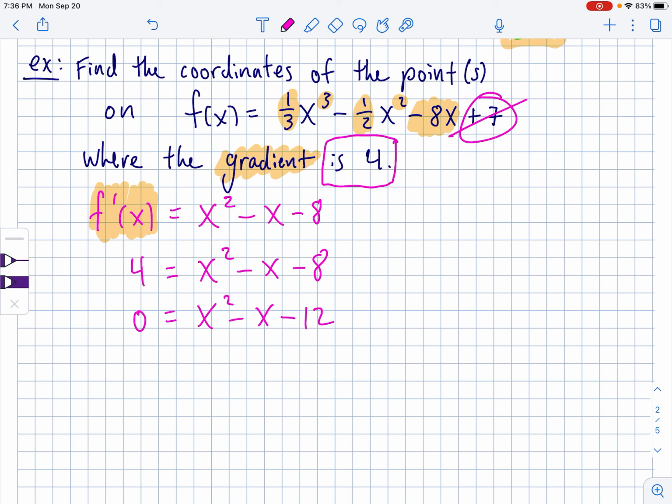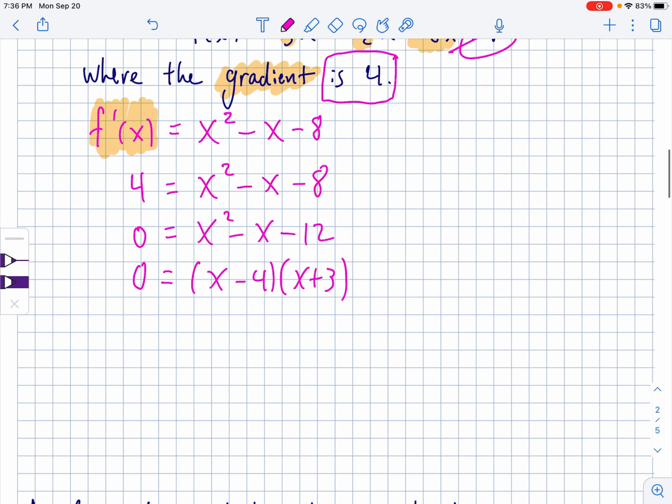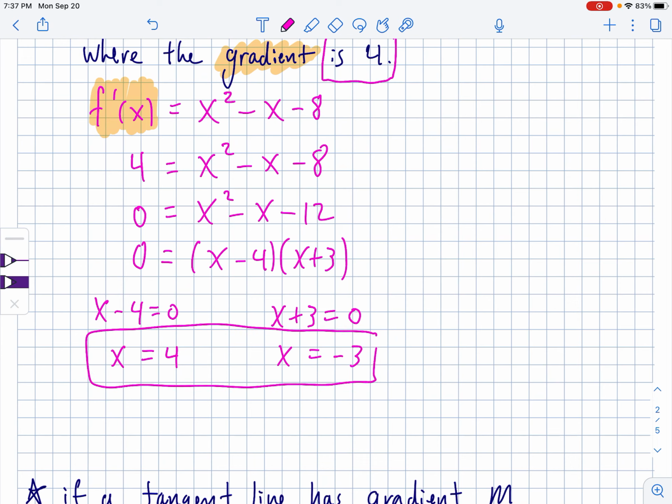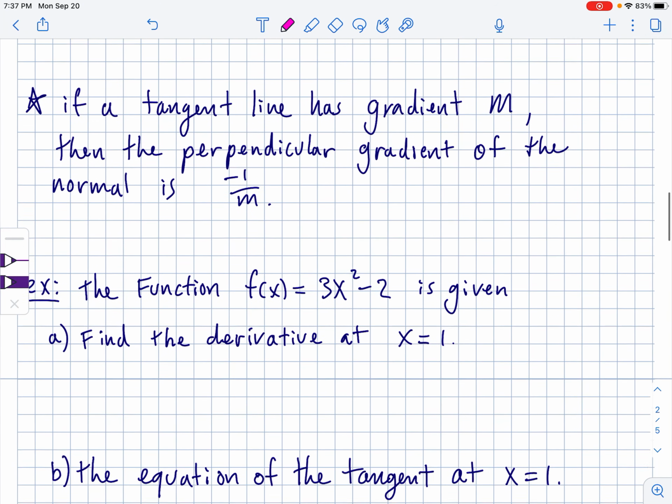Now, two numbers that multiply to negative 12 and add to negative 1 are negative 4 and positive 3. Set those both equal to 0. You may remember the zero product property. Two things being multiplied to get 0, then one of them has to be 0, or both of them. There's the two spots. That's where on the curve the tangents would have a slope of 4.